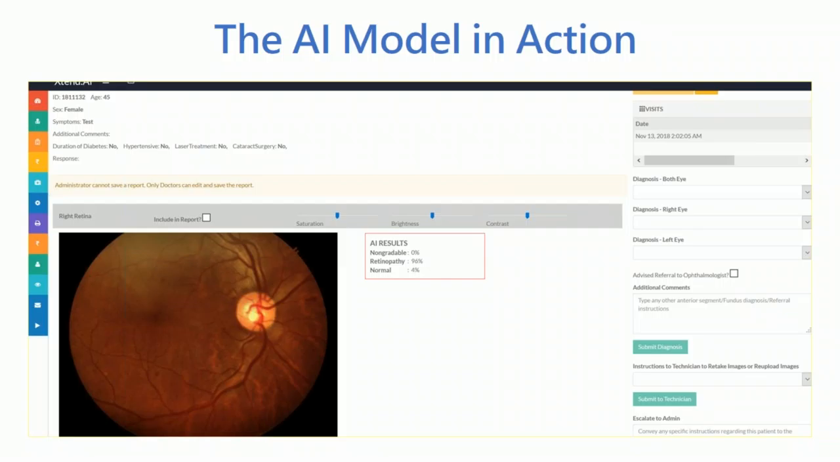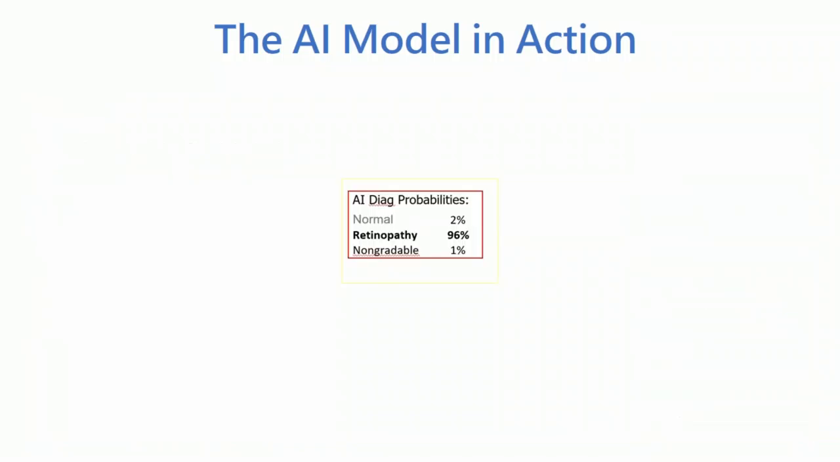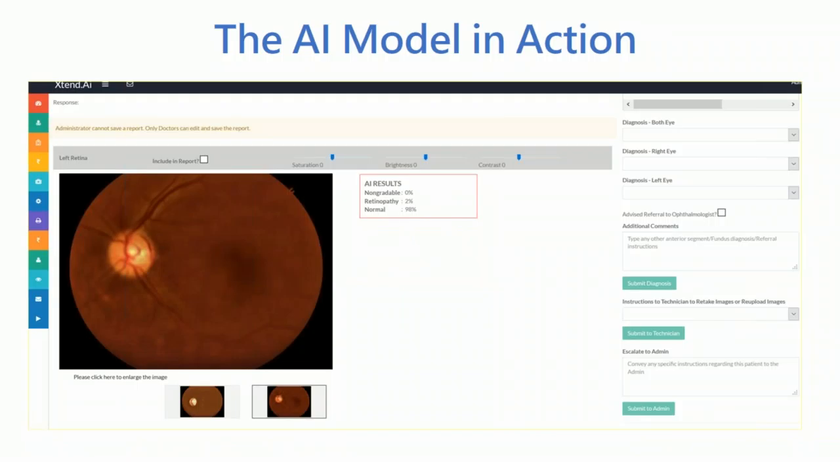So if it's non-gradable, the operator will be alerted immediately and will retake the image. That alone saves them a lot of processing time and improves the throughput. The second category is retinopathy, and the third is normal. Retinopathy, we haven't split into the different diagnoses yet. We plan to do that later on. But this is a close-up of what it looks like. The AI actually comes back with a list of probabilities that it assigns the image in each category.